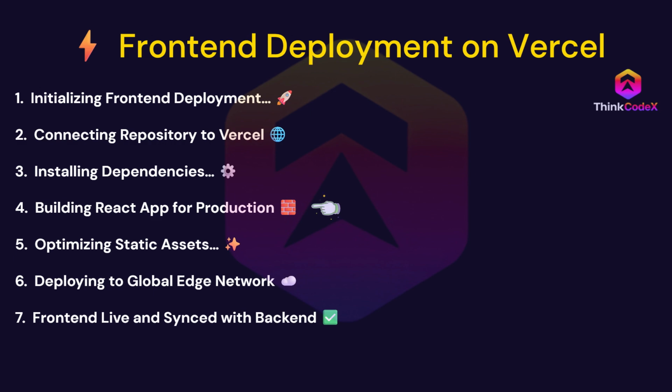Next, building React app for production. The project compiles and prepares optimized files. Next one is optimizing static assets. Every component is refined for maximum performance. Next, deploying to the global edge network. Your application is now spreading across worldwide servers. And the last, front-end live and synced with backend. The full LinkedIn clone is now officially online.